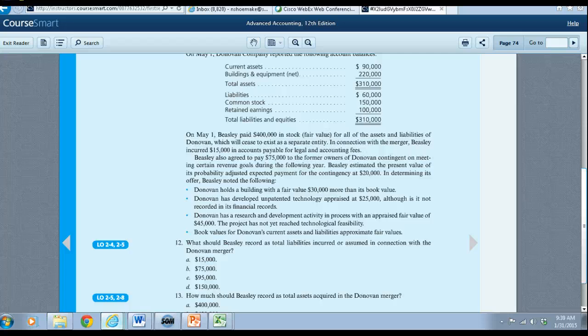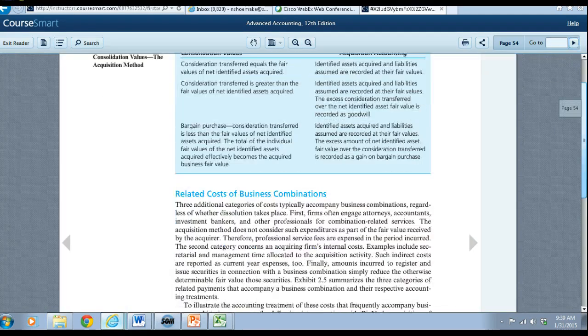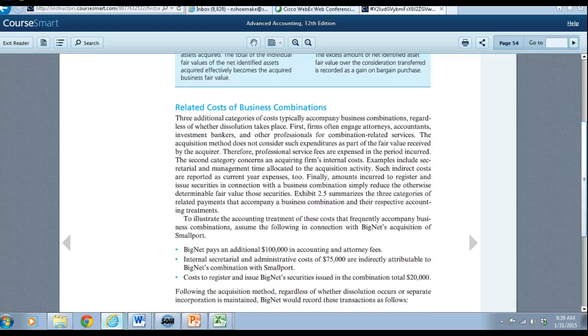Okay, let's just look a minute at page 54, if you have your book. Actually, I should put it up here. Page 54, related costs of business combinations. Three additional categories of costs typically accompany business combinations, regardless of whether dissolution takes place. First, firms often engage attorneys, accountants, investment bankers, and other professionals for related services. The acquisition method does not consider these expenditures as part of the fair value received by the acquirer. So these service fees get expensed in the current period.